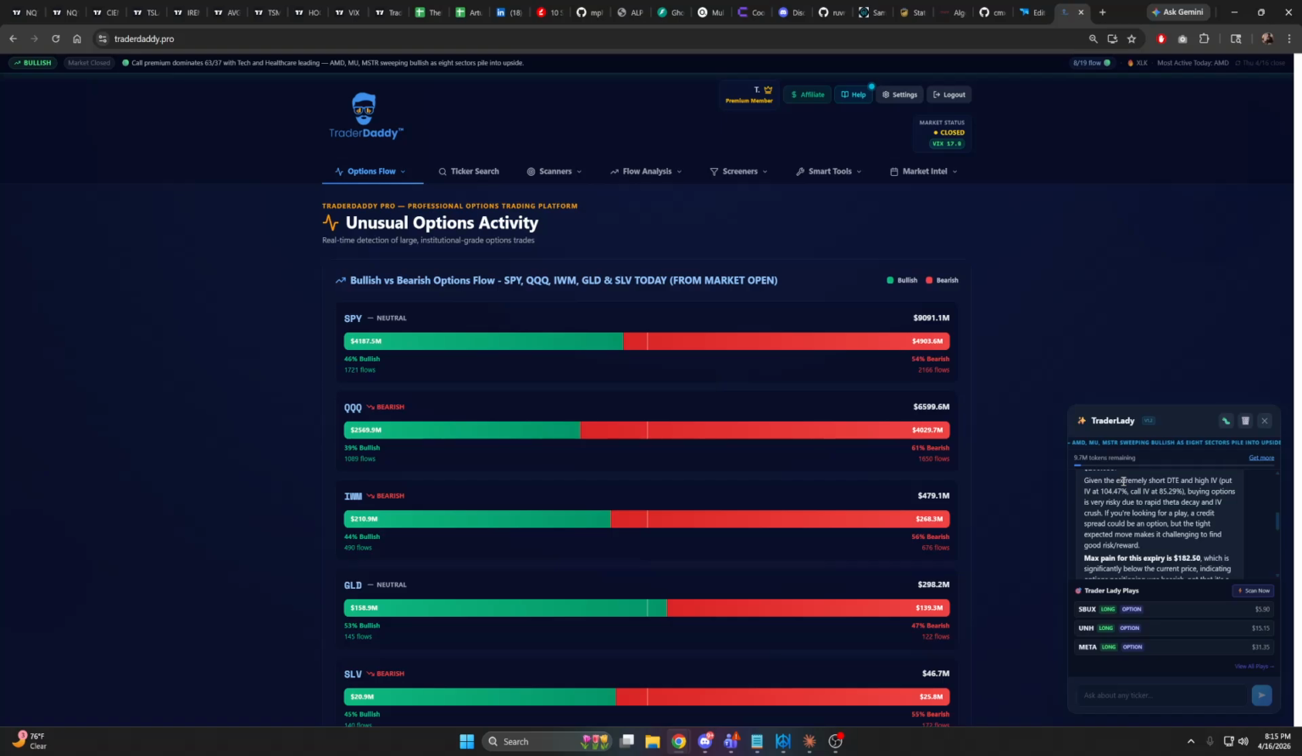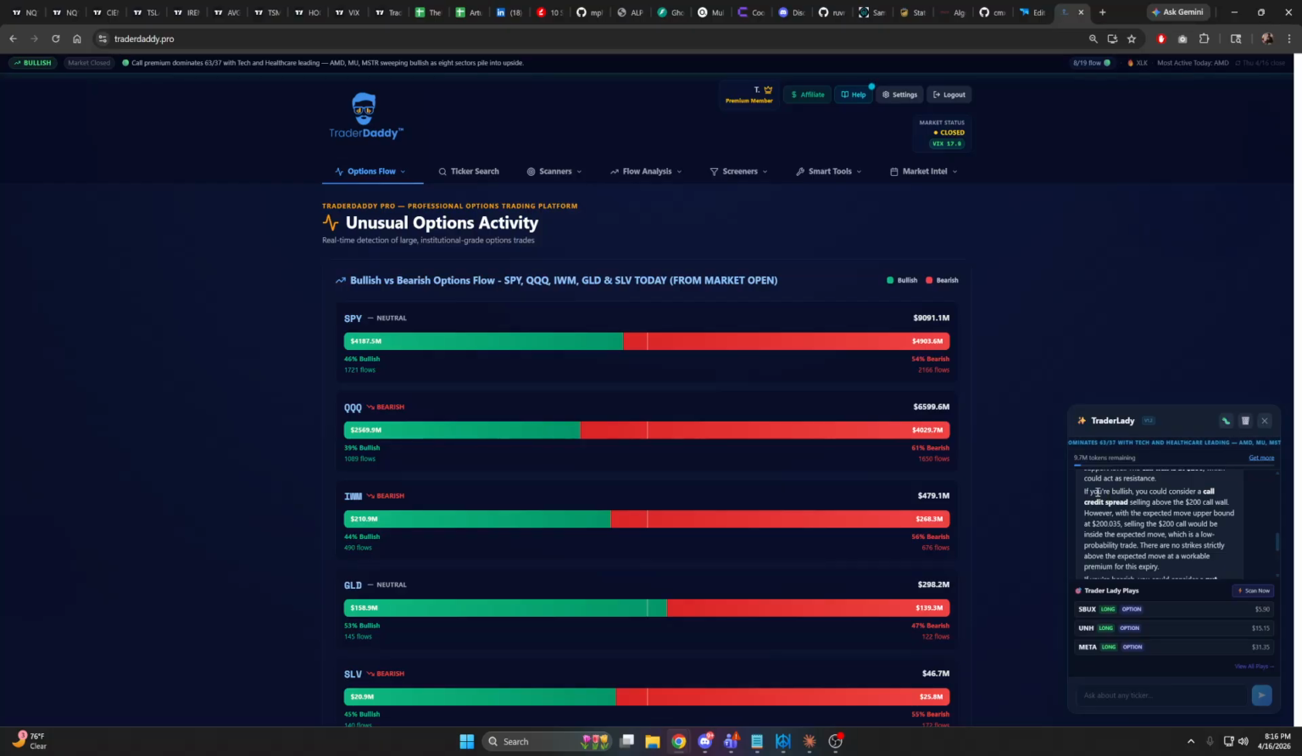And it's telling me, again, short DTE, high IV. Buying options is very risky. I don't recommend it, theta decay. It gives us the max pain and the call wall, which is 200, which could act as resistance, right? A bunch of really, really good information.